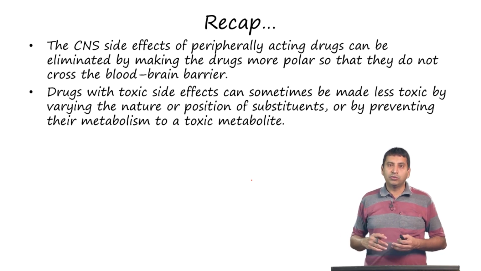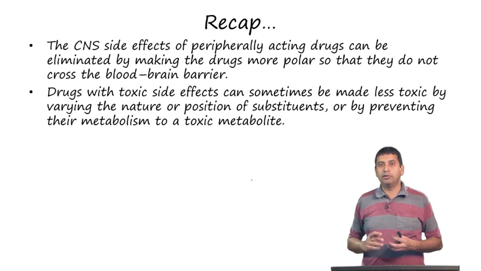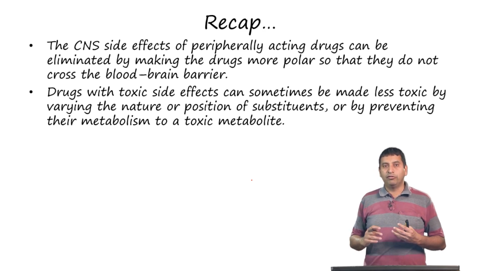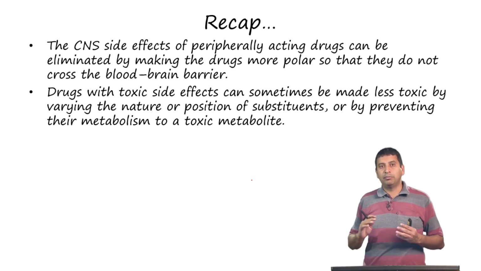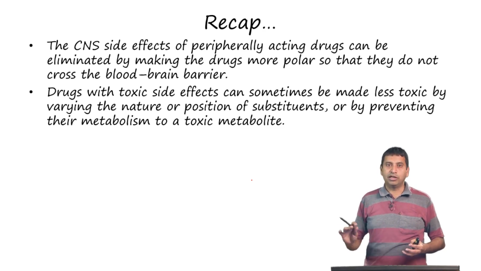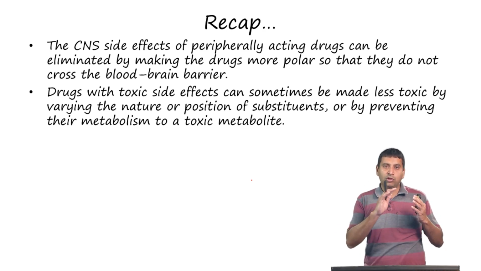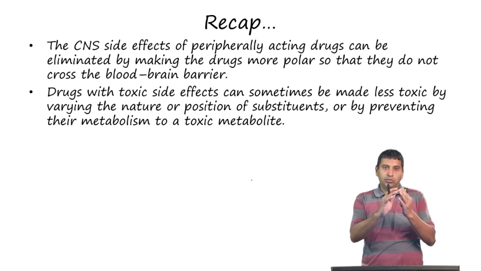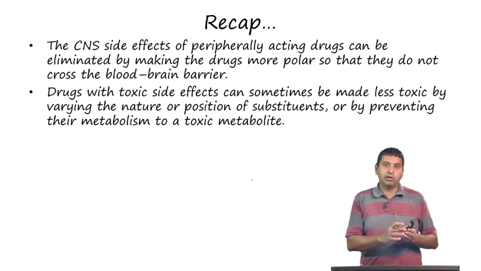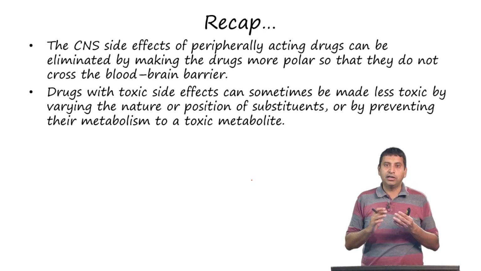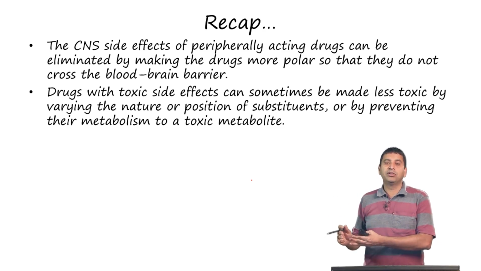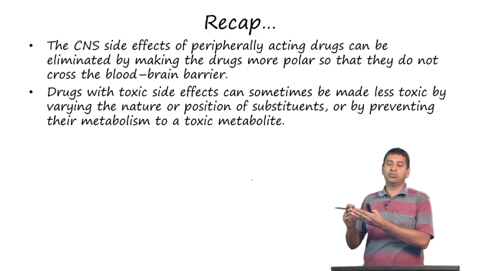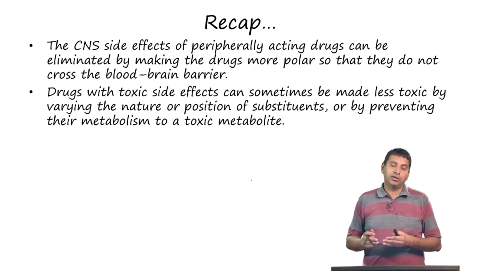Now, drugs with certain toxic side effects can be made less toxic by varying the nature or position of the substituents, or by preventing their metabolism to a toxic metabolite. So, not just do we want to optimize the drug to reach the target, that is, make it metabolically stable so that it reaches the target, but we also want to optimize for reduced toxicity. So, you need to put in certain groups or remove certain groups so that you can prevent the formation of a toxic metabolite.